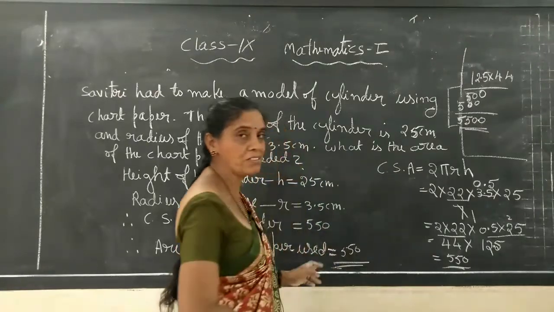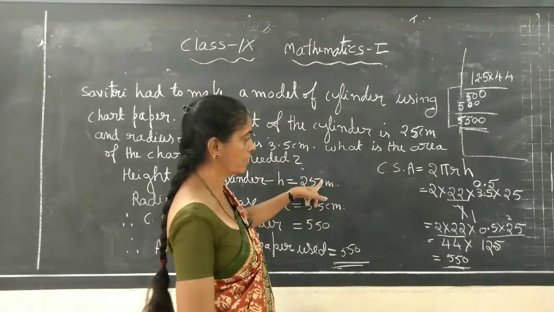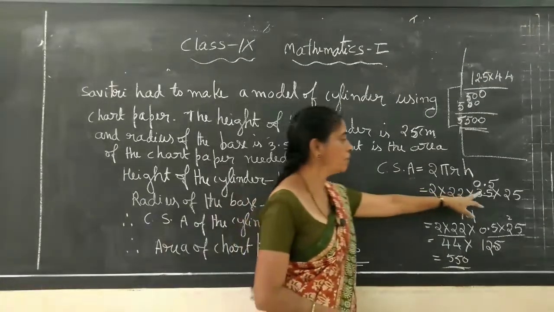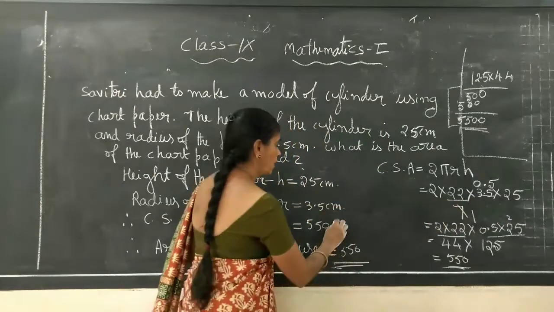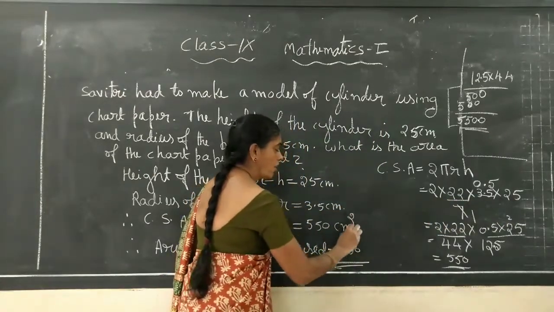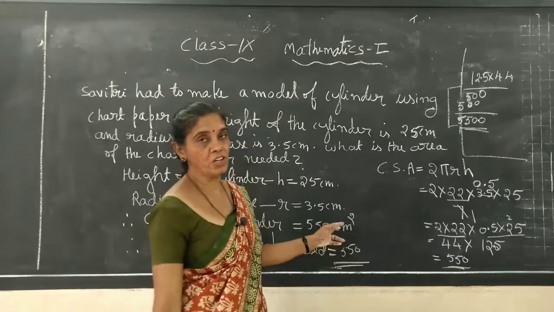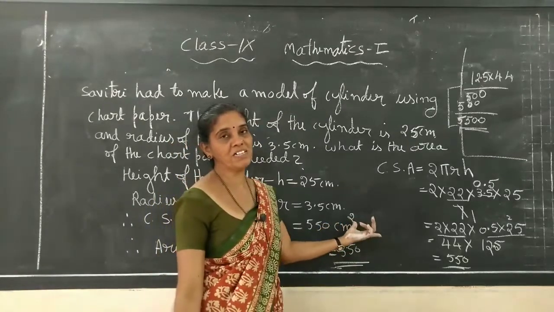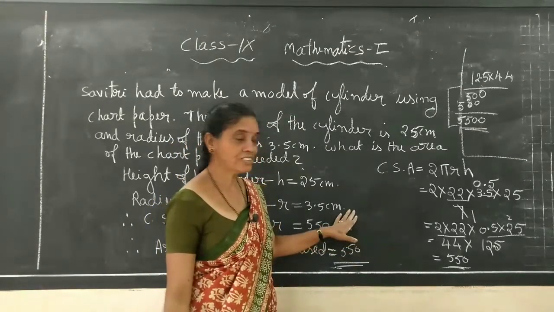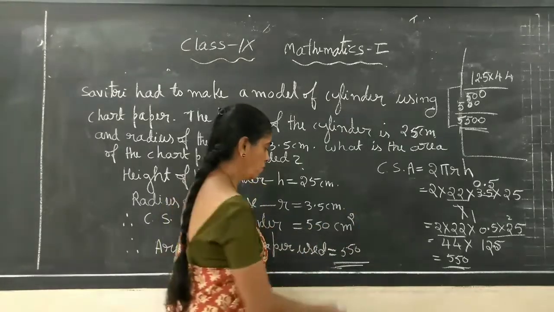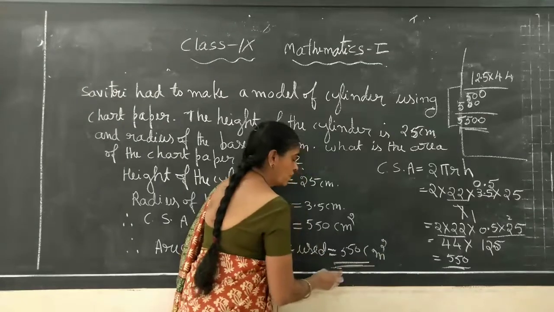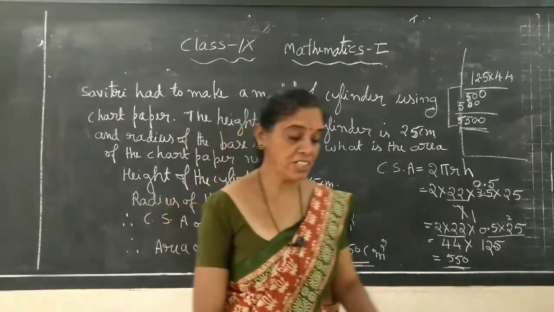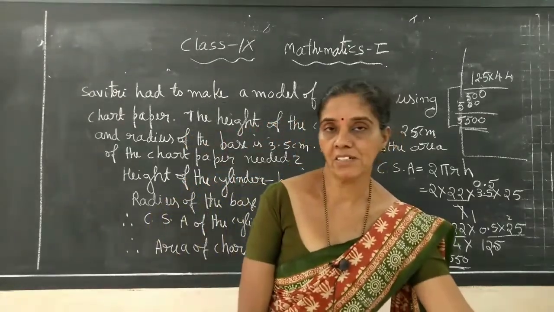Don't write centimeter first, because 2 times we are multiplying: here 1 centimeter, here another centimeter. Centimeter into centimeter is centimeter square. Always remember, for area you have to write centimeter square or meter square, don't write only centimeter. So this much, 550 centimeter square, is the area of the chart paper she needed to make her a cylinder.